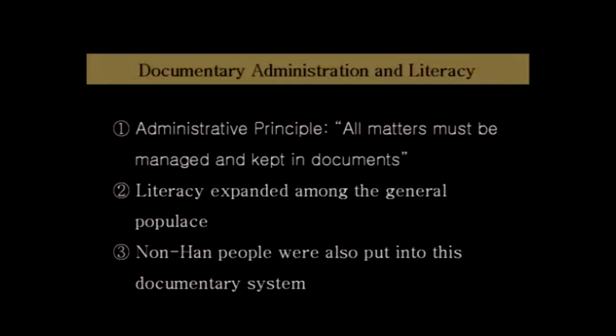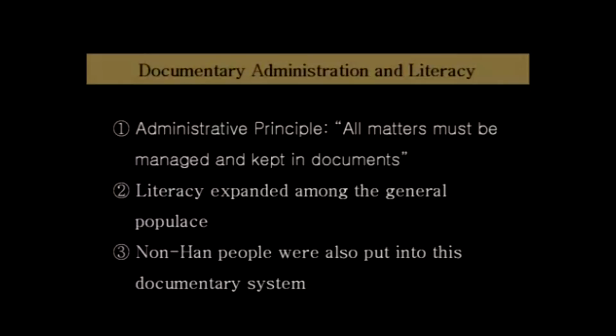So in this session, I'd like to talk about three things. The first one is that in the commandery system, there was a very strict principle. That is, according to the laws of the Qin Han period, all the matters must be managed and kept in documents. So it means the commandery system was managed by way of documents, and the people involved in this system should be aware of the Chinese characters.